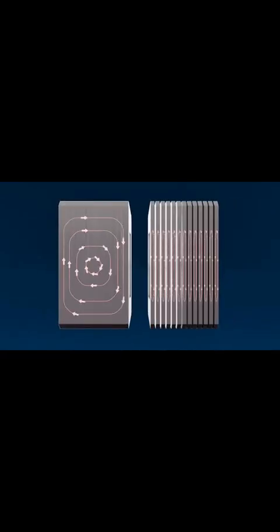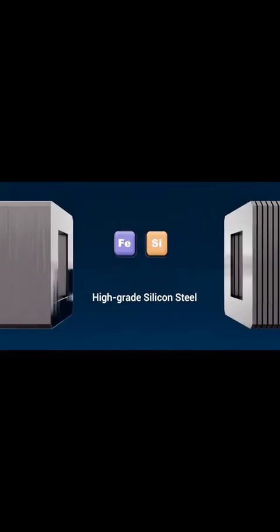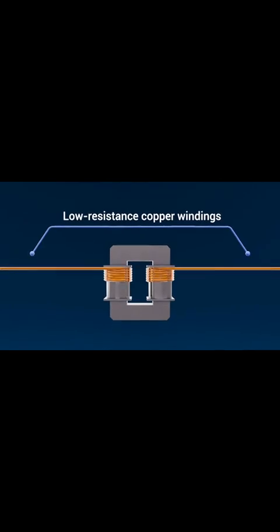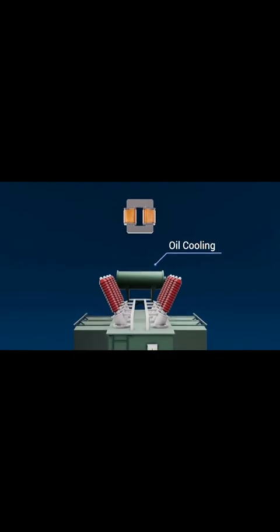Not all magnetic flux makes it from primary to secondary. Some escapes the core entirely, creating leakage flux, which slightly reduces the efficiency of energy transfer. Engineers work hard to minimize these effects. They use laminated cores to cut down eddy currents, high-grade silicon steel to reduce hysteresis, and low-resistance copper windings to limit I²R heating. For large units, oil cooling and radiators help carry away excess heat, keeping efficiency high.